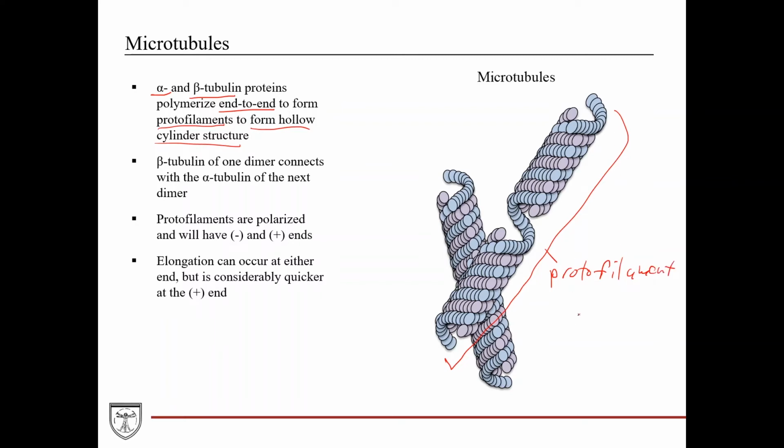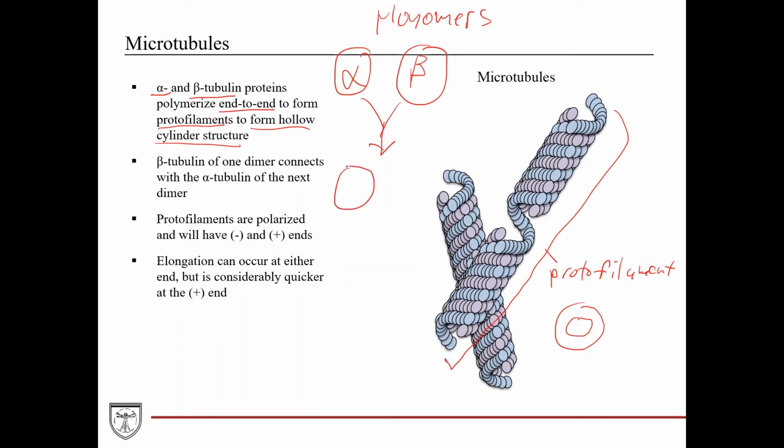And what's important to note is that if you looked at a cross section of this, it's actually a hollow cylinder in here. It's almost like a pipe. Now the way you get to that is you have alpha and beta tubulin monomers like this. So these are each monomers. And then they combine to form an alpha-beta dimer.